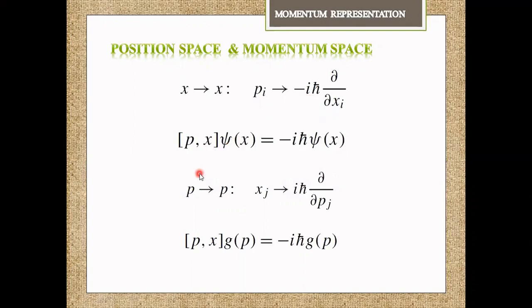When we consider the same commutation relation in momentum space with wave function g of p, that is, g of p is the wave function associated with momentum space, then the commutation relation of p and x on g of p is minus i h bar g of p. Here in momentum space, p stands as p and x should be written in terms of p as i h bar dou by dou p.